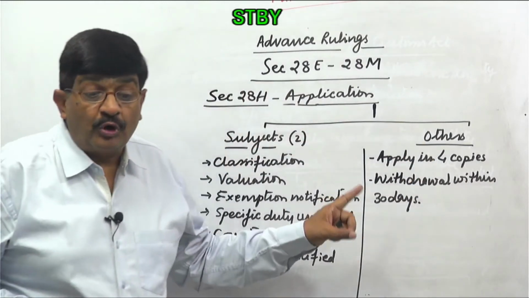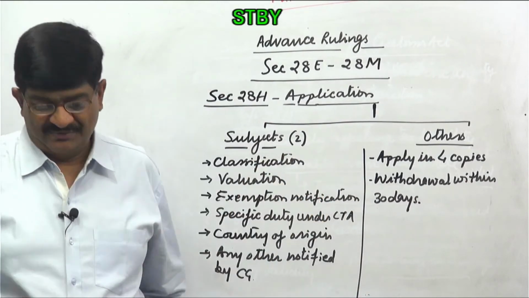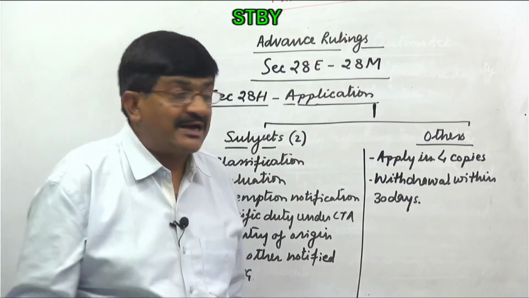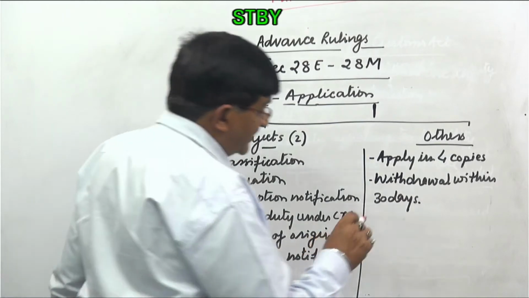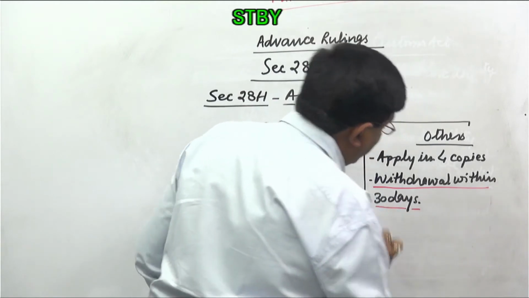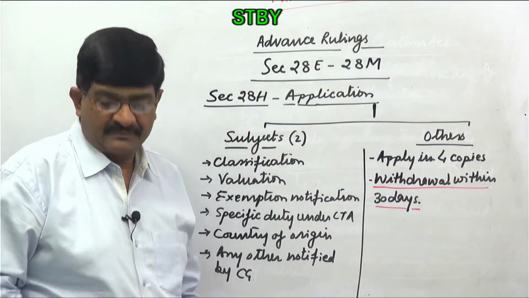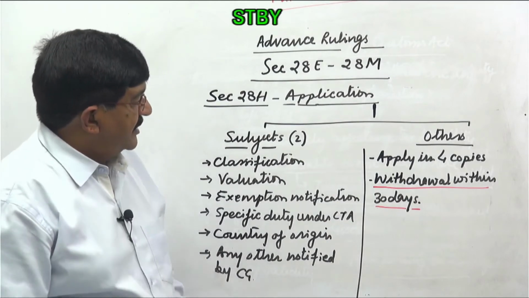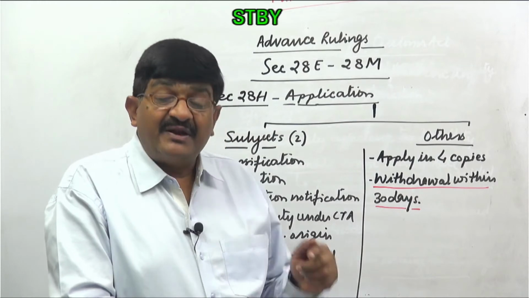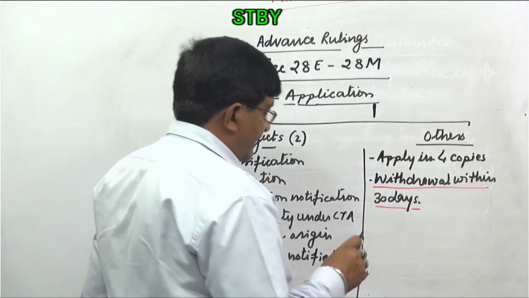This is withdrawal. This is not about the decision. If the applicant wants to withdraw the application for advance ruling, he can, and the time limit given for that is 30 days, starting from the date of submission of the application. So that can be withdrawn within a period of 30 days. Okay. And then it further says representation by any authorized person.